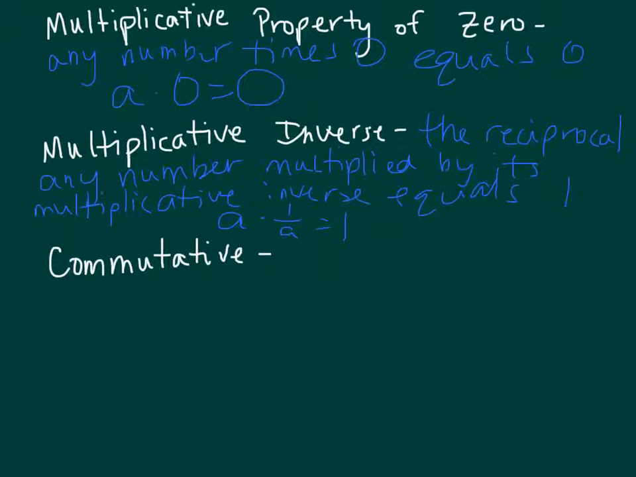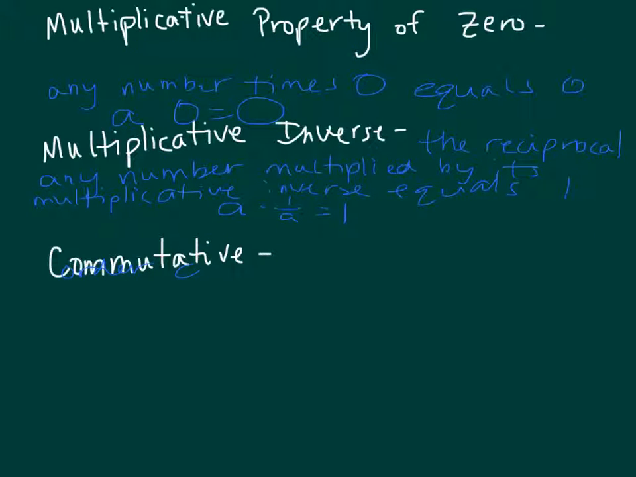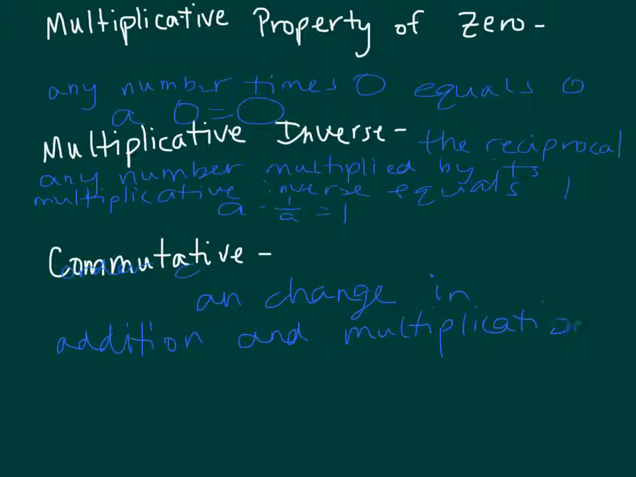Okay, the commutative property says that the order can change in addition and multiplication. So the commutative property says that A plus B equals B plus A, and it also says that A times B equals B times A.